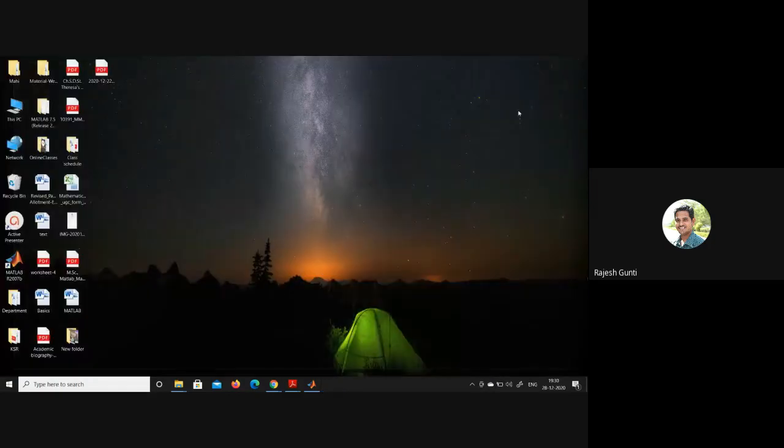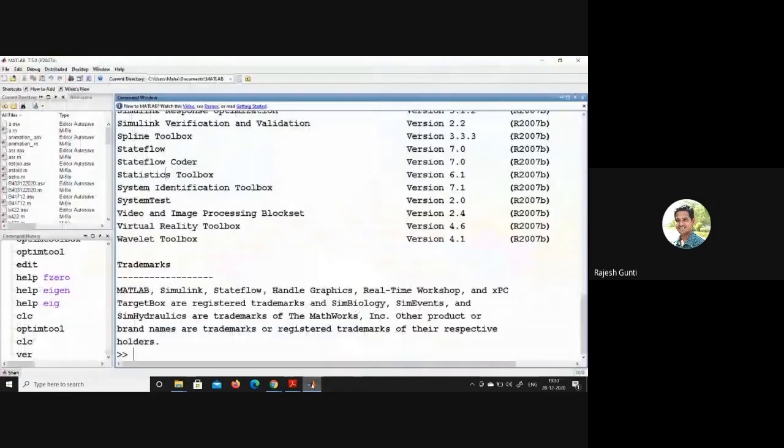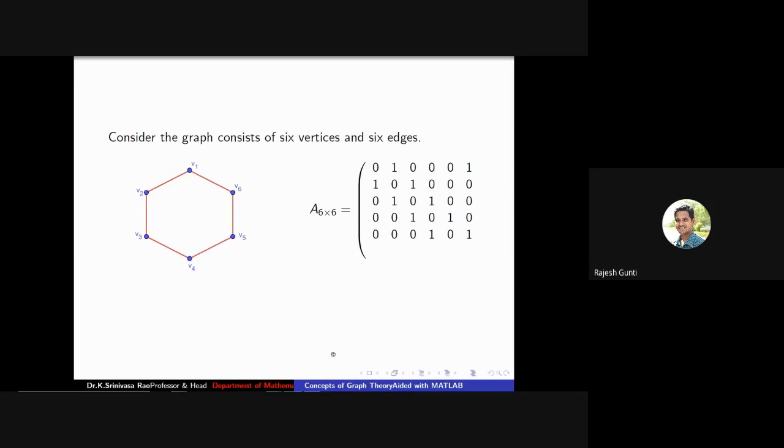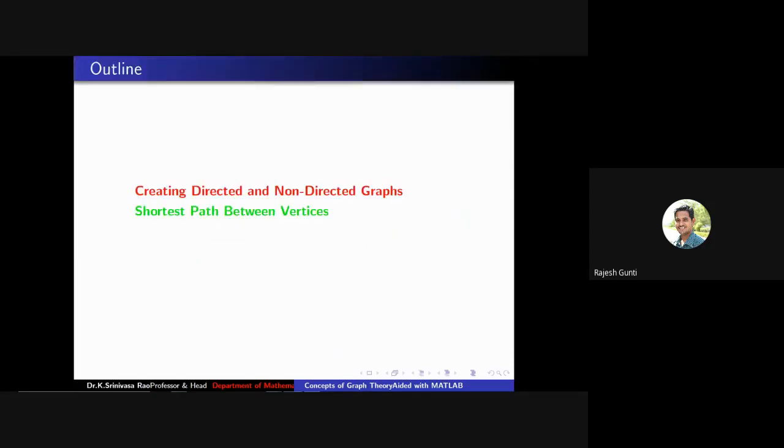So tomorrow I will start. I will explain how to draw the diagrams using MATLAB. Then I will explain creating directed and non-directed graphs, and shortest path between vertices and minimum spanning tree. I hope you know these concepts.